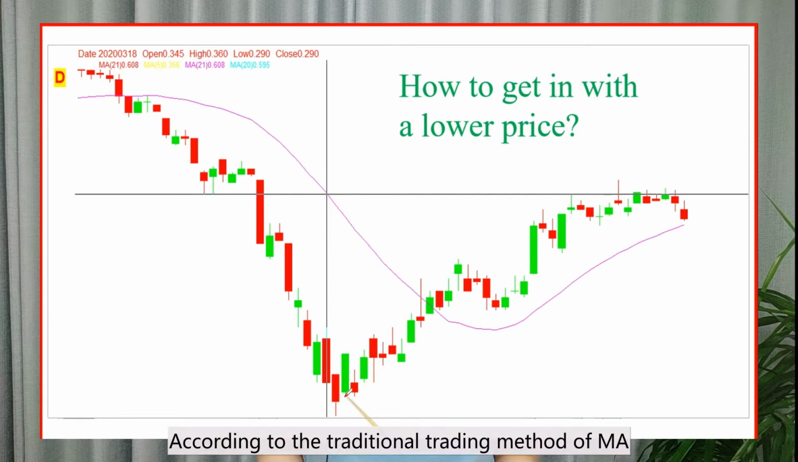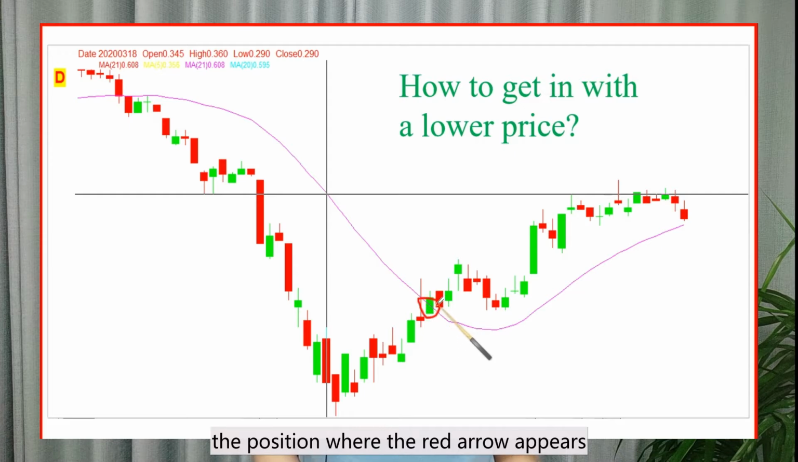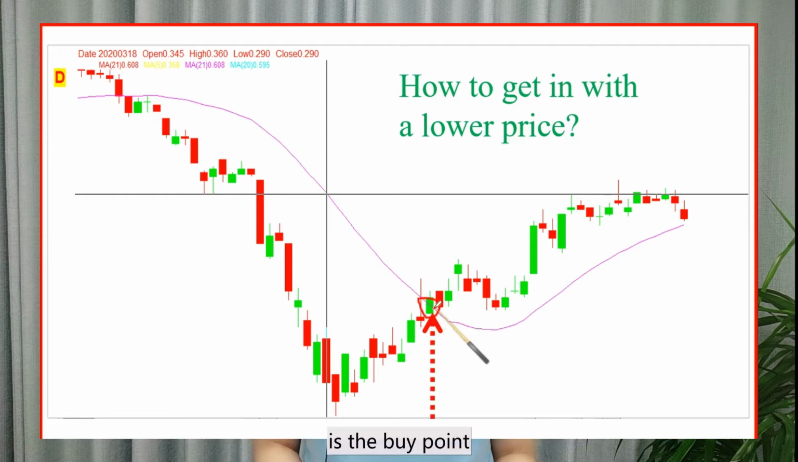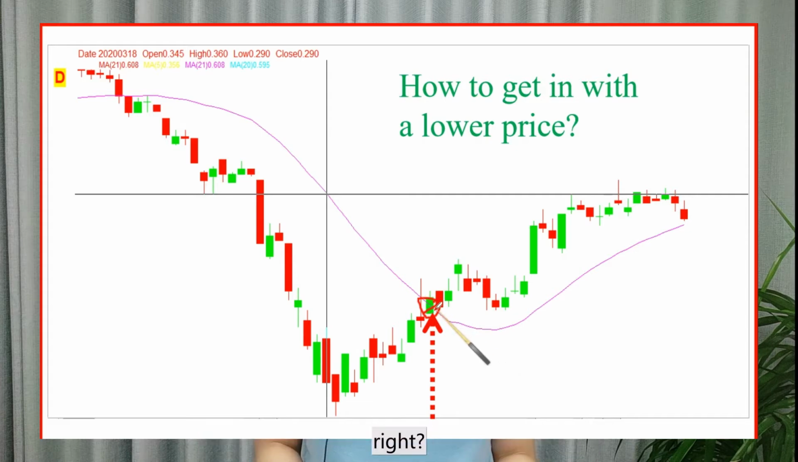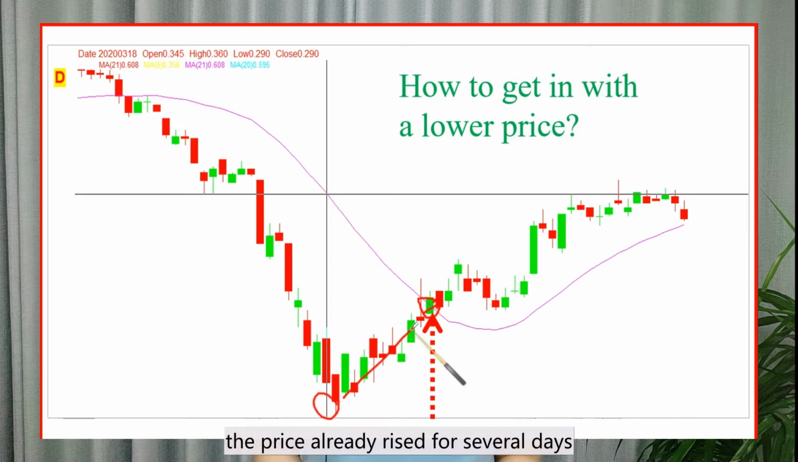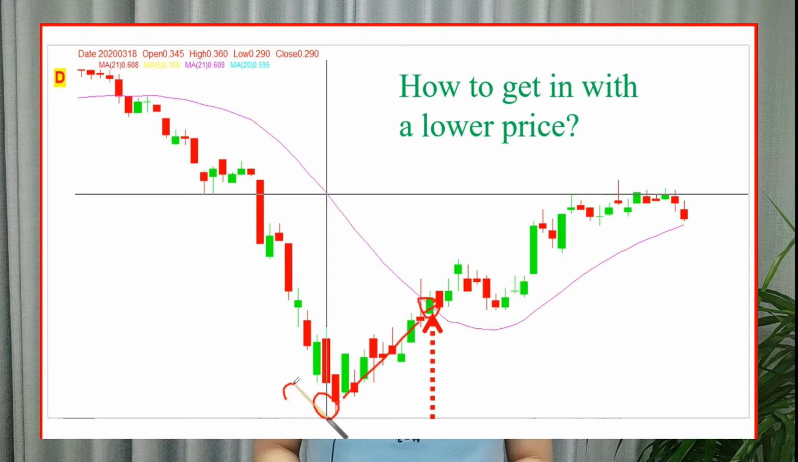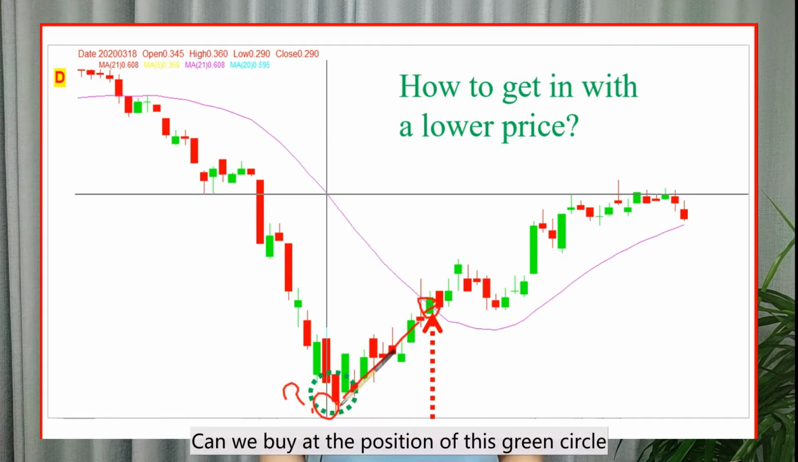According to the traditional trading method of MA, the position where the red arrow appears is the buy point, which means when price breaks through MA, right? But at this time, the price has already risen for several days. So, can we have another method to buy at a lower price? Can we buy at the position of this green circle?